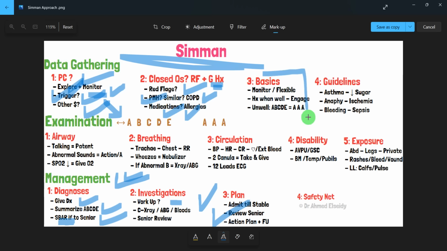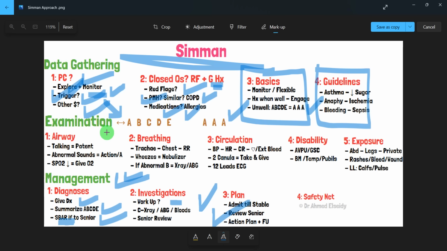Basics of the Simman, we have gone through them. If you understand the basics and if you know the guidelines, which I will share in every mind map, you should be good to go. Just be aware we follow the ABCD approach, and our style is assessment, action, and reassessment again. In the last 2 minutes, we tell the patient the diagnosis, summarize what we have done, and tell him what the next step forward will be.